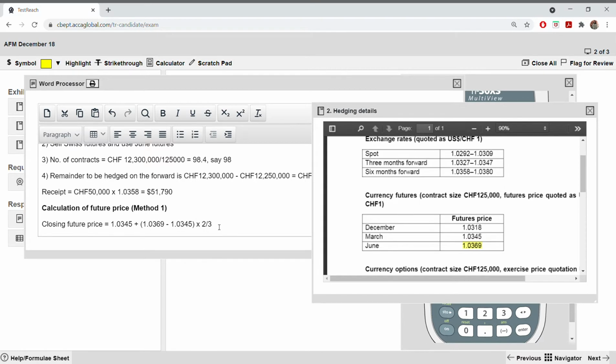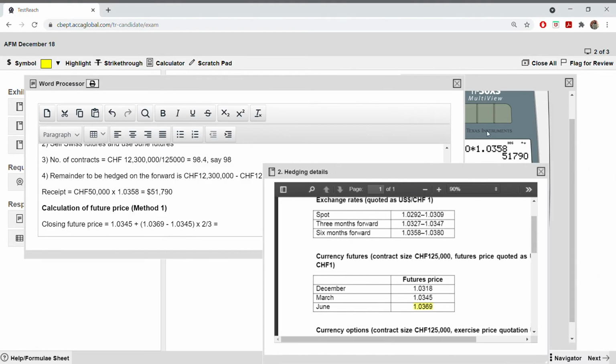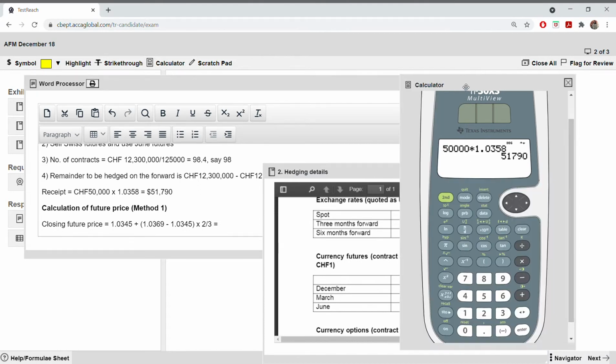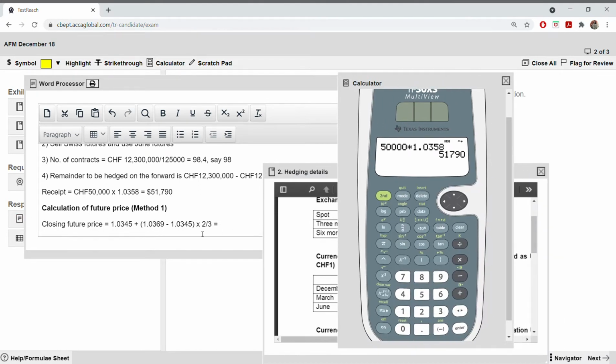Okay, equal to. Now just see how to use a calculator for this. Bring forward your calculator, for this type of thing where you have multiplication also, deduction also, addition also.